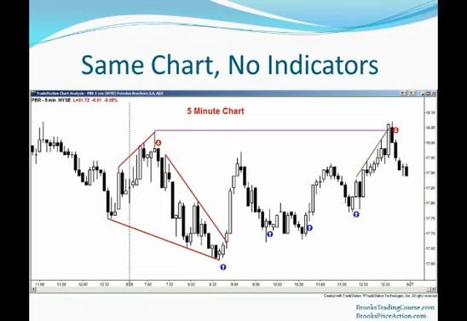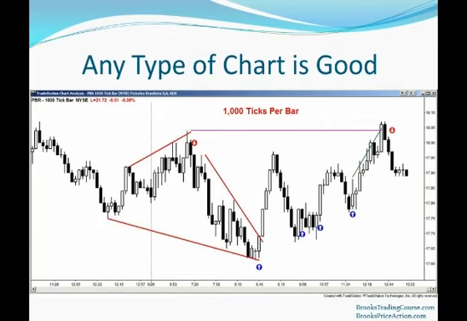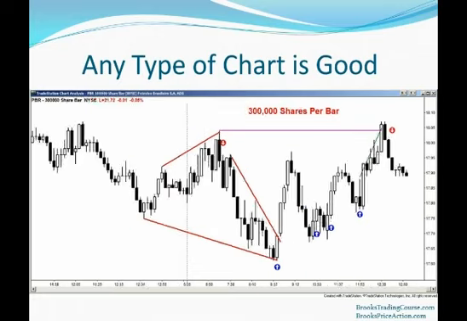So if you get rid of all the indicators and just look at the price action itself, a lot of times you'll see things that you cannot see when you have the indicators present. And you don't have to look at the 5-minute chart. You can look at any kind of a chart. For example, here's the same chart where there's 1,000 ticks per bar, and the overall shape is still the same. The price action is still the same.